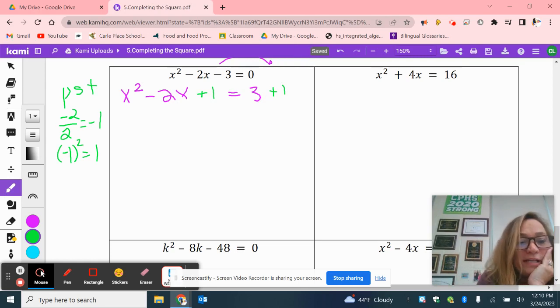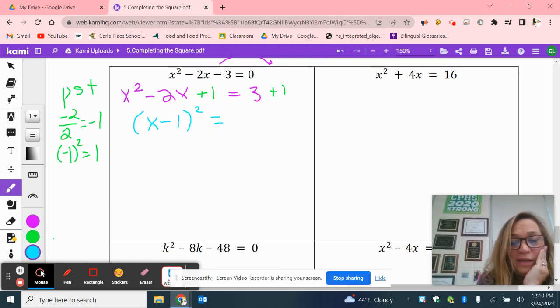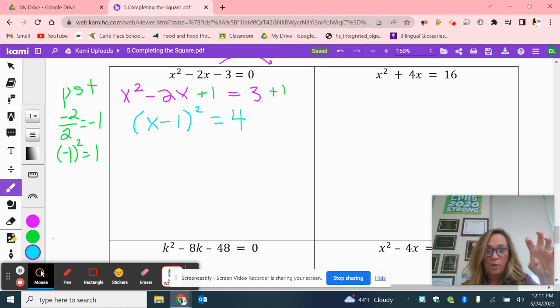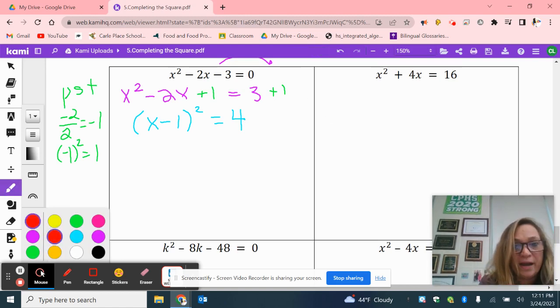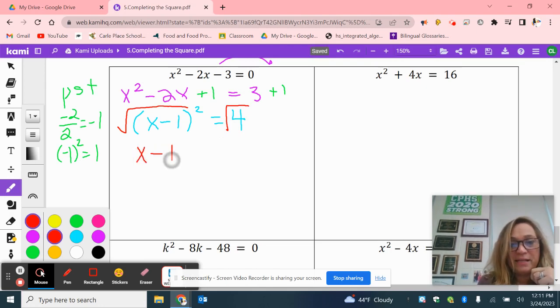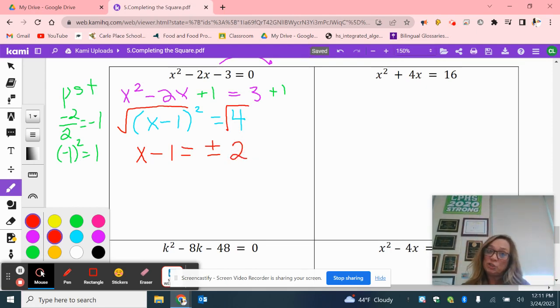Okay, now I'm going to factored form. So I'm going to factor this into x minus 1 squared. 3 plus 1 is 4. Now that I have a square, I'm going to do the opposite of squaring, which is square root. Whatever you do to one side, you do to the other. That gives me x minus 1 equals plus or minus 2. The square root of 4 is 2. The square root of 4 is rational, so I'm going to get an integer answer. Okay?